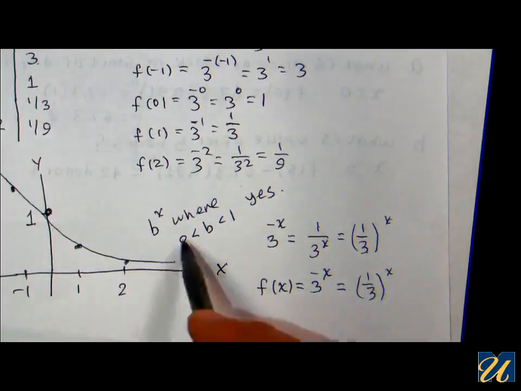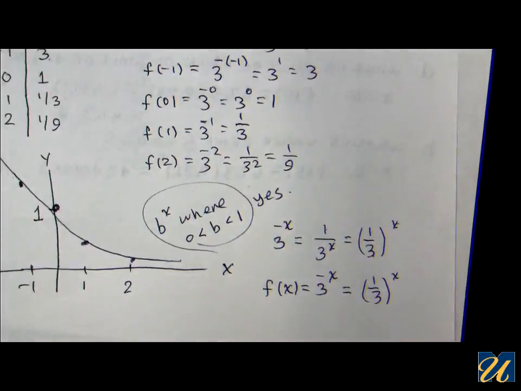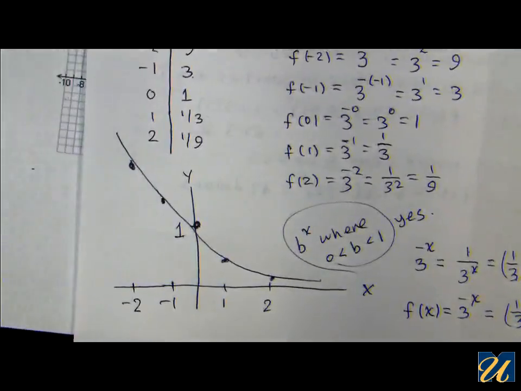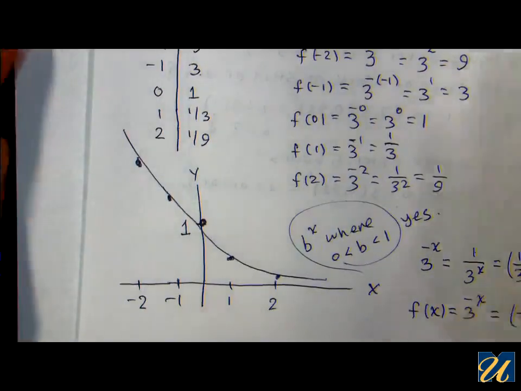And now we do have a b to the x where b is between 0 and 1. And that is the reason why this exponential function is decreasing, as shown in the PowerPoint slide. Let's go on to problem number 3.